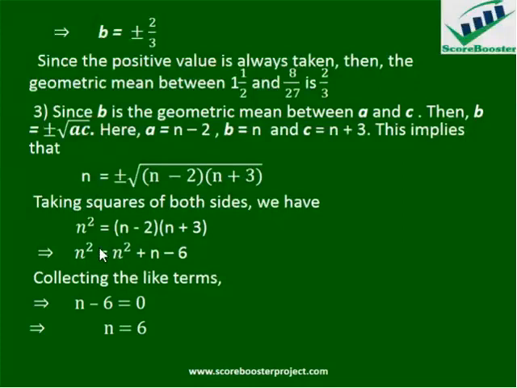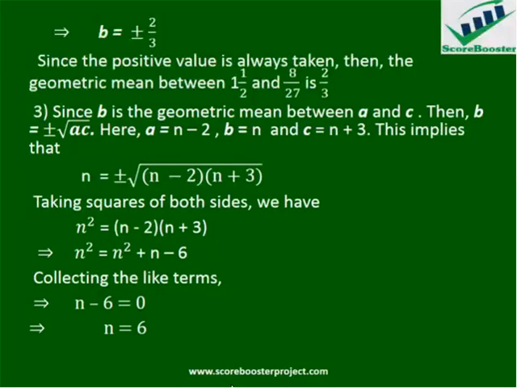We first move this to this side. We have n squared minus n squared equals n minus 6. n squared minus n squared will give 0. So we have n minus 6 equal to 0. So we move 6 to this side. We have n equals 0 plus 6. Therefore, we have n equal to 6.